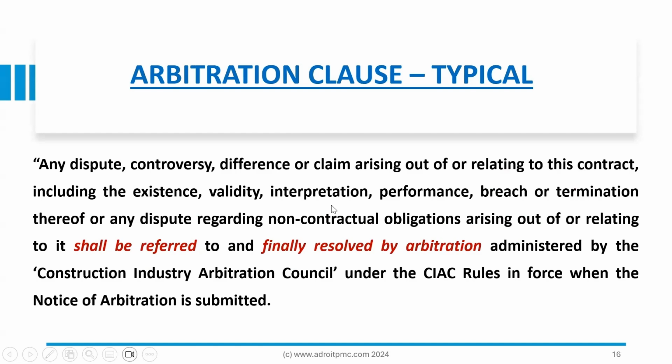So this is one of the typical dispute resolution clauses with an arbitration agreement incorporated. Here it is mentioned that any disputes, controversy, difference, or claim arising out of or relating to this contract, including the existence, validity, interpretation, performance, breach, or termination thereof, or any dispute regarding non-contractual obligation arising out of or relating to it will be referred to and finally resolved by arbitration administered by the CIAC Council under the CAC rules. So this is one of the construction arbitration institutions existing in India. The parties here have mentioned that they would resolve their disputes through arbitration, referring to the CAC rules.